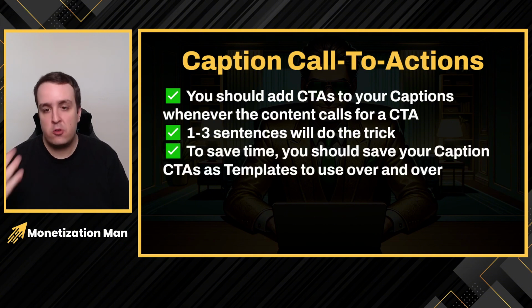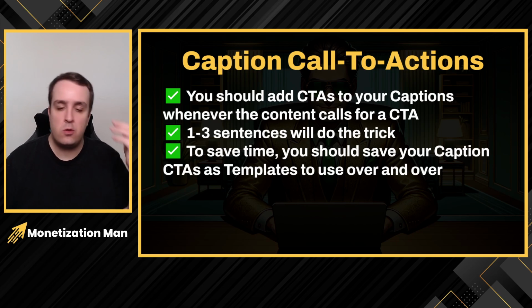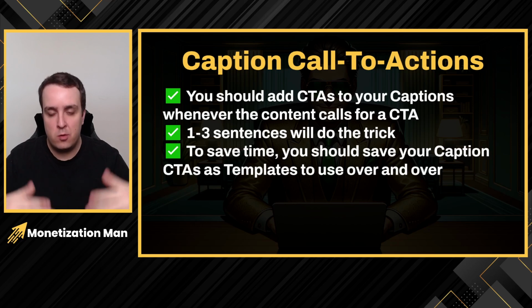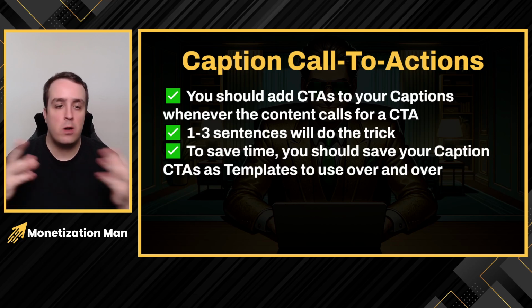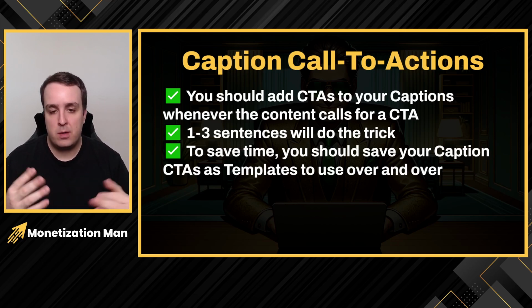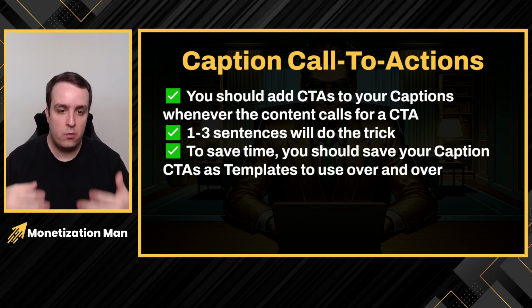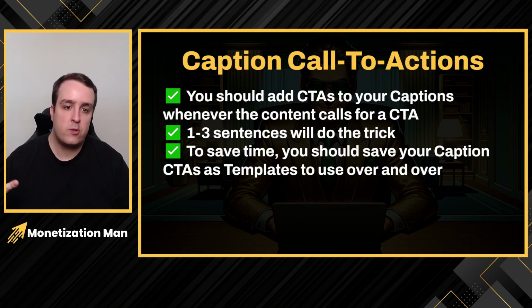To save time, you should save your caption call to actions as templates to use over and over. Just don't use the same one over and over. You should have 20 to 30 call to action templates that you cycle through as you post so that you're not always using the same one. In a month's time frame, you might use each one once or twice.